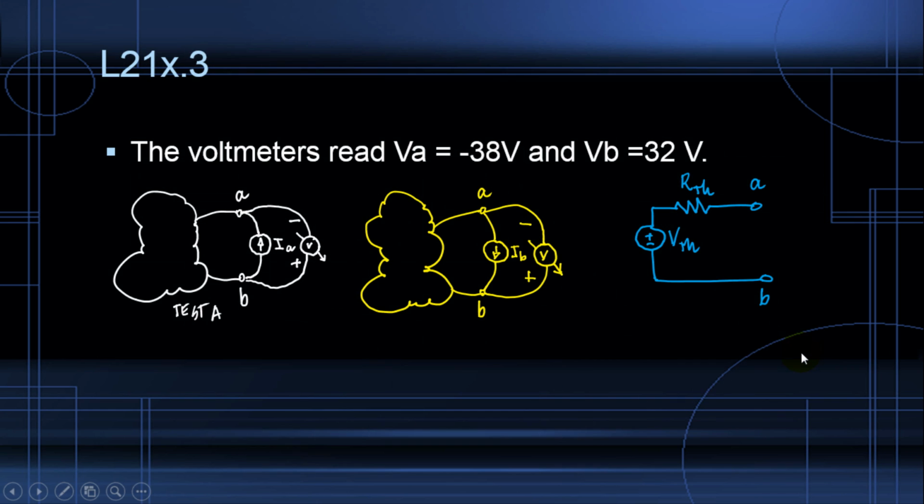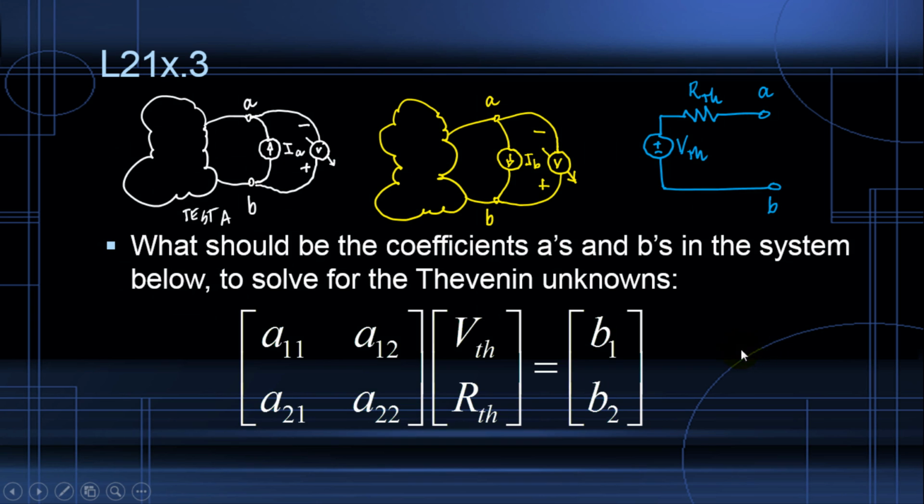What is the question? The question is, with those readings and the values of the current source and the polarities and directions that we have seen he used, when he writes the two equations that are necessary to find Vth and Rth using the two current sources method, and one writes those equations instead as a matrix equation like this, what should be the coefficients A11, A12, A21 and A22, and also what should be the values of VB1 and VB2? Think about it.